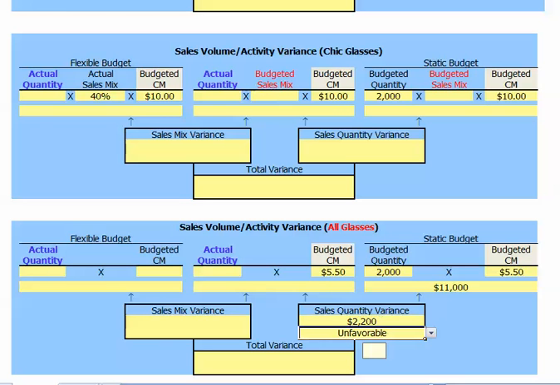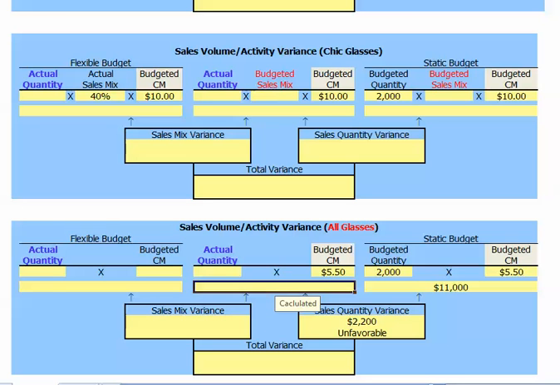So one of the first things we know is that if we have an unfavorable quantity variance, the actual quantity of glasses sold is less than the budgeted. So this number here in the center is going to be $2,200 less than our static budget amount. So it's going to be 8,800. We need to back into our actual quantity, and we're also going to need to figure out what our budgeted sales mix was. Let's go ahead and begin with our budgeted sales mix.